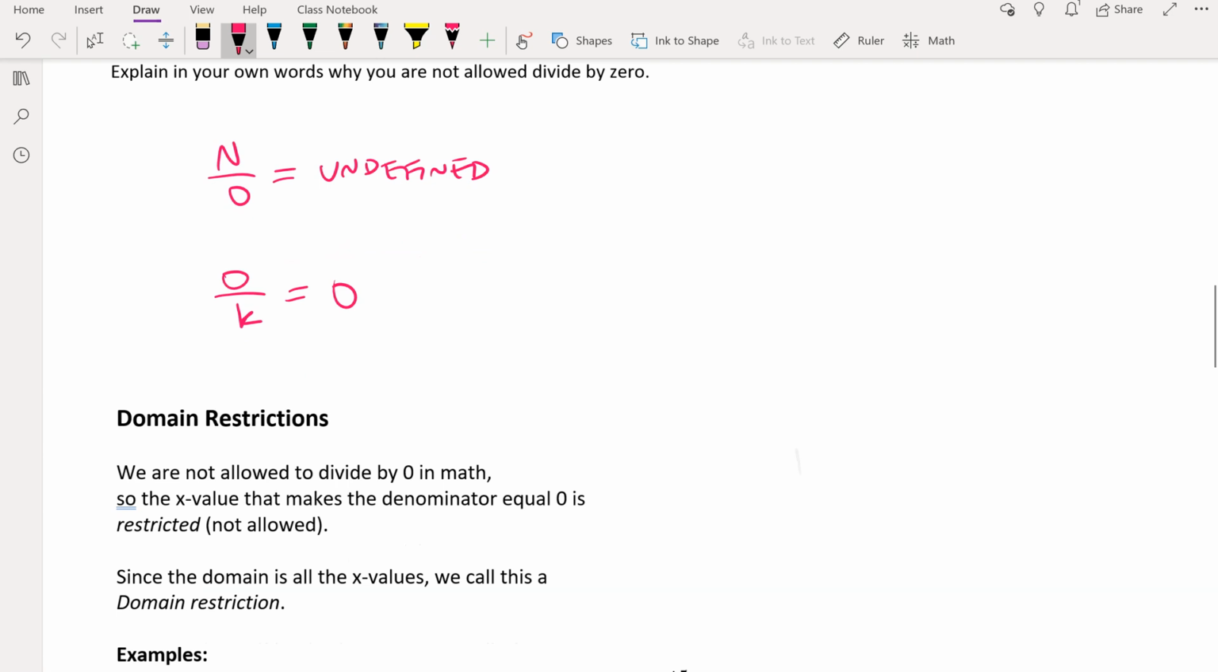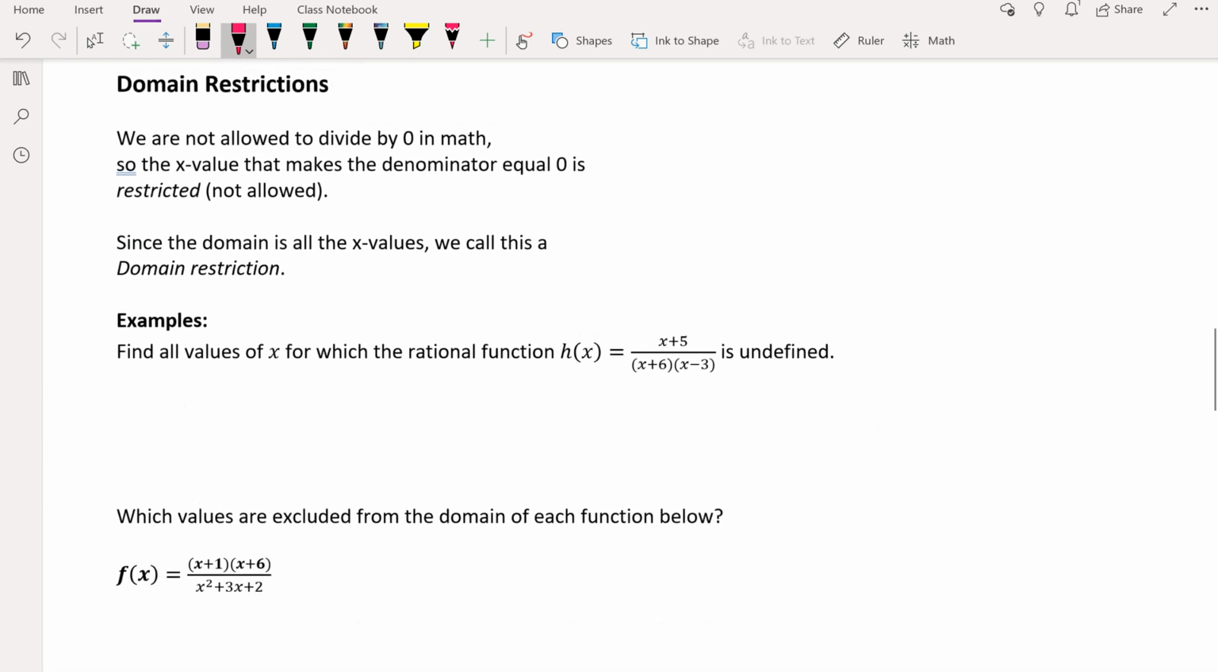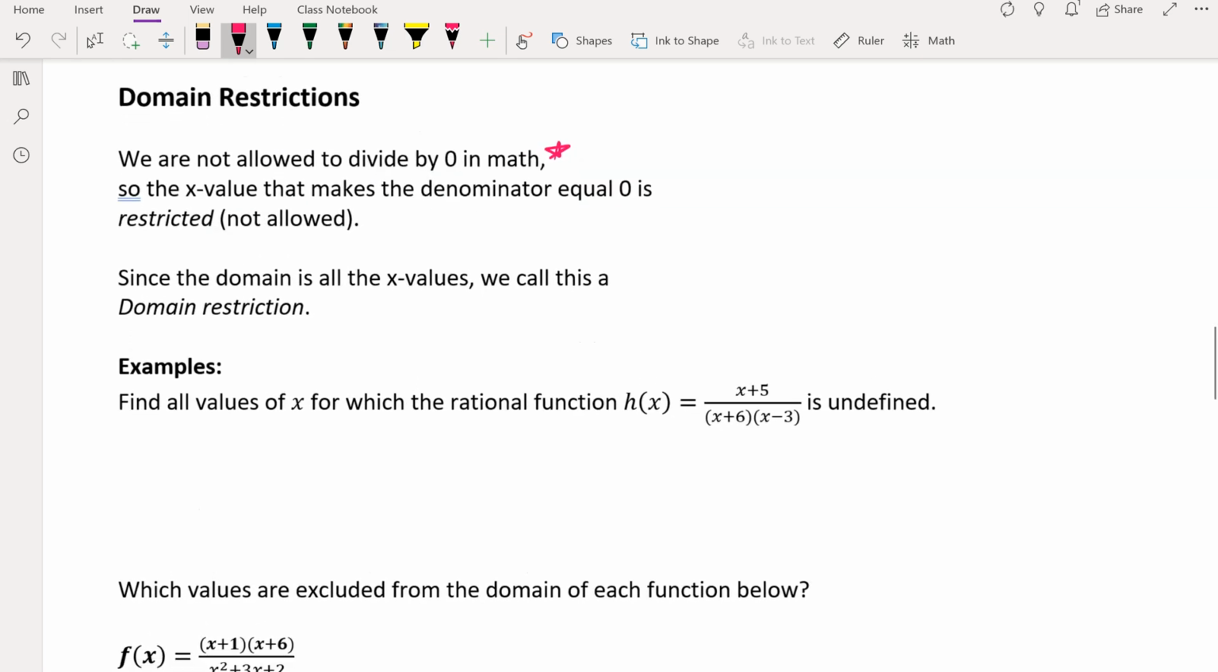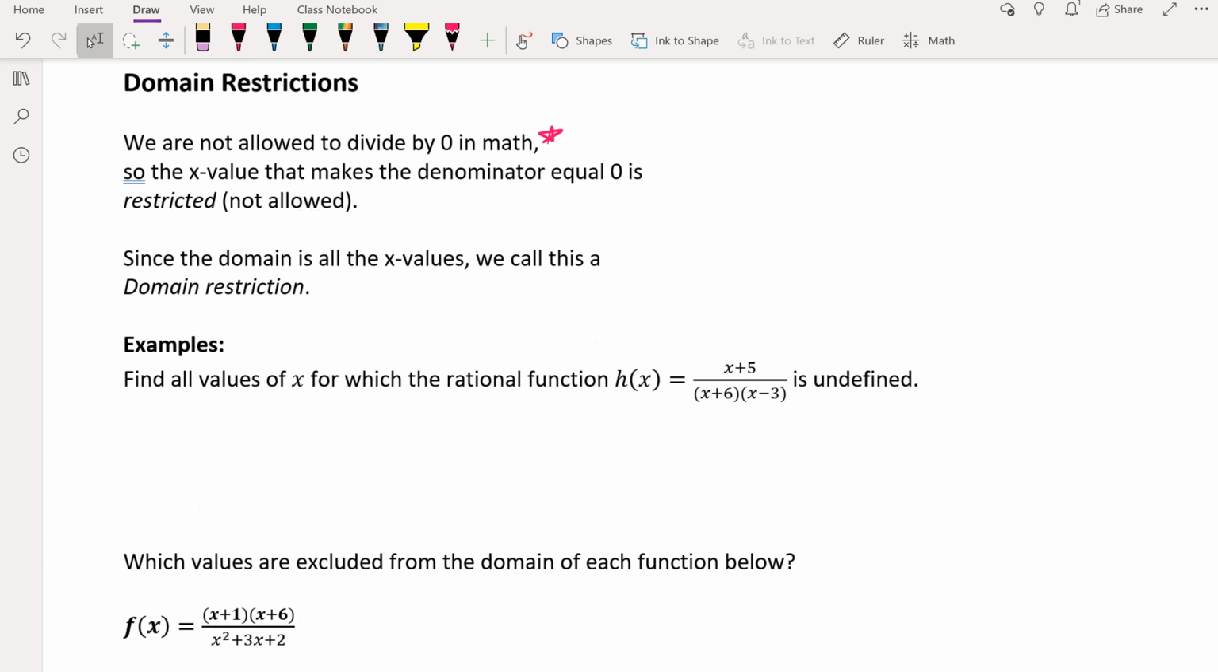Okay. Domain restrictions. We are not allowed to divide by 0 in math. That's what we just went over. So the x value that makes the denominator equal 0 is restricted or not allowed. So any x value, you need to write this down, x value that makes the denominator equal 0 is not allowed, is restricted. Since the domain is all the x values, you should know this, domain is all the x values. We took notes on that last week. We call this x value a domain restriction, the one that makes the denominator equal 0.